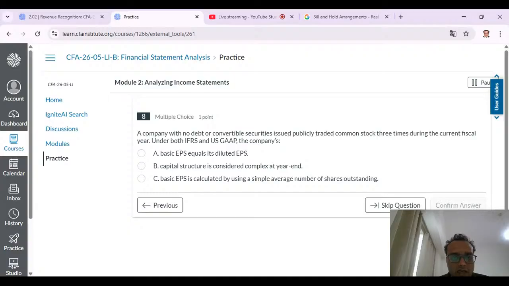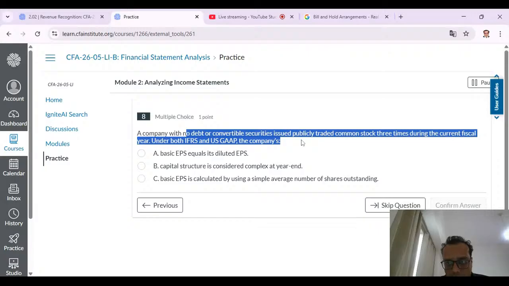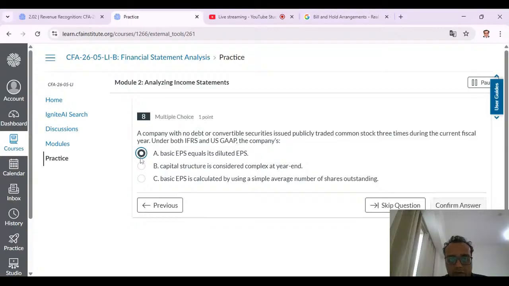Next answer. A company with no debt or convertible securities issued publicly traded common stocks 3 times during current fiscal year. Under both IFRS and US GAAP, the company's basic equals its diluted EPS. Perfect, because there is no convertible or debt securities.